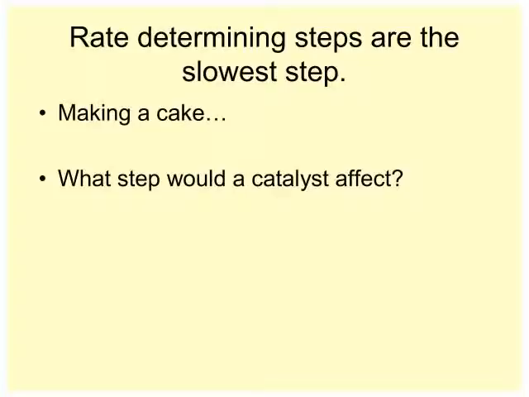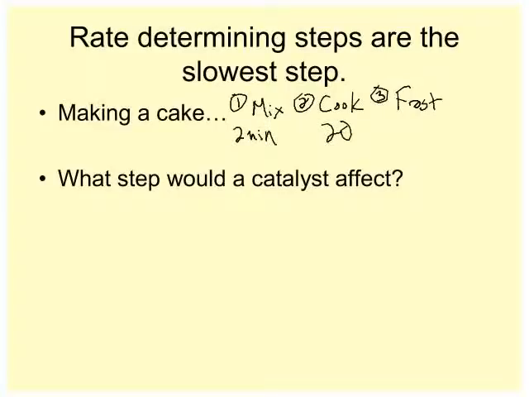If I'm making a cake, and I were to list the steps of making a cake, number 1, you have to mix the batter. Number 2, you have to cook it. And number 3, you have to frost it. Let's pretend that's all it takes. Mixing it takes 2 minutes. Cooking it takes 20. Or baking, or whatever you want to say. Frosting it takes 2 minutes.